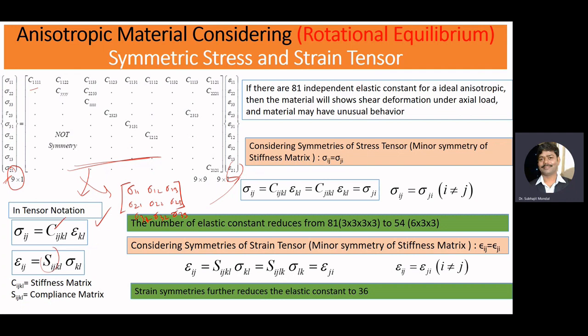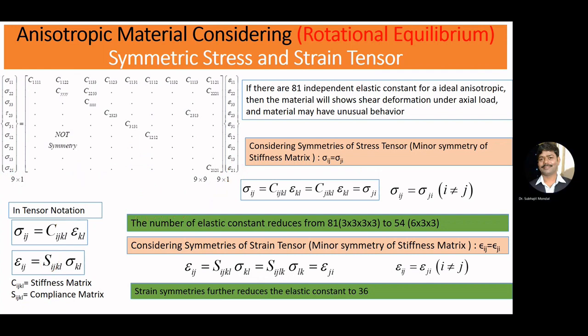Now here, for a fully anisotropic material, meaning an ideally anisotropic material, we have 81 independent elastic constants. Here you can see this is of size 9 cross 1, and this is also 9 cross 1, so the stiffness matrix must be 9 cross 9. So we will have a total of 81 elastic constants for an ideally anisotropic material.